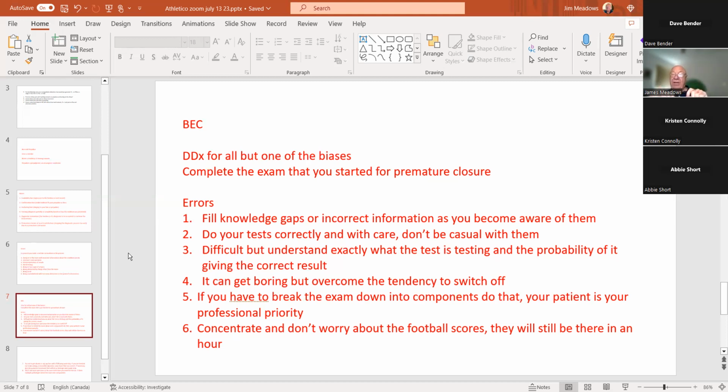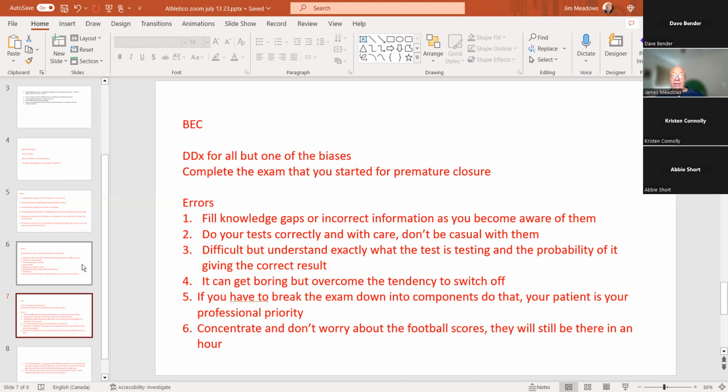You break the exam down. I used to do it because we had a very limited amount of time with patients. Motor vehicle accidents and complex patients, I give them over 2 or 3 sessions, treating the ones I've done, but not look at everything in one go.